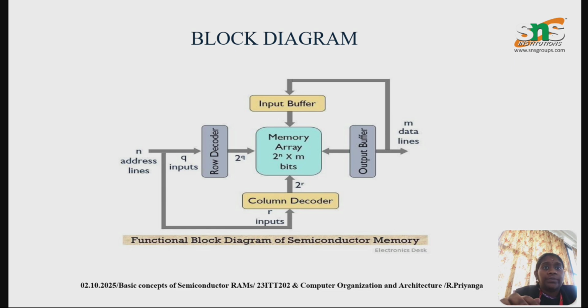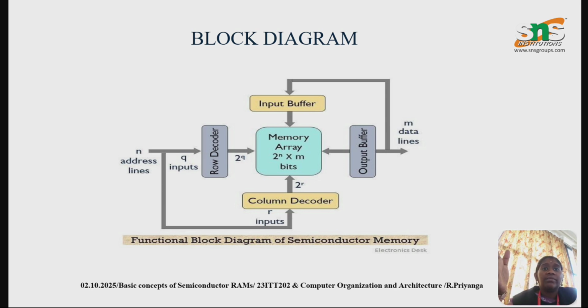Then we see the block diagram. A functional block of a semiconductor memory like RAM or ROM stores data in an organized array of cells. This includes how data is addressed, accessed, stored, and retained. First, the address lines. The CPU sends an n-bit address to specify where data should be read from or written to. It is split into q bits and r bits. The q bits go to the row decoder, and the r bits go to the column decoder. The row decoder takes in q inputs from the address and activates one of the 2^q rows in the memory array. It selects the horizontal row where the data resides.